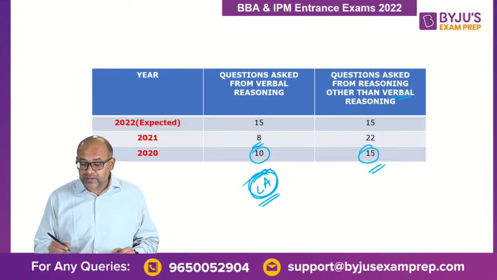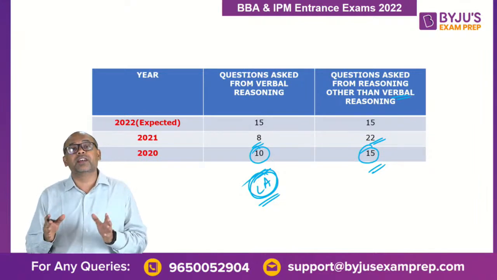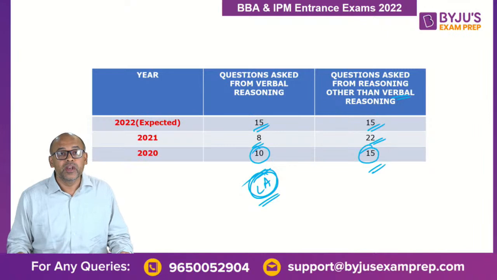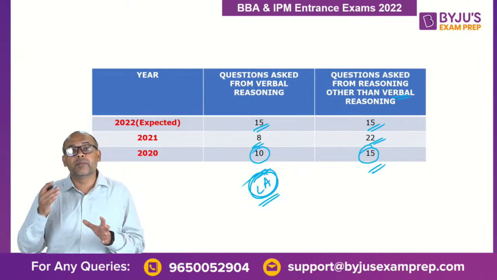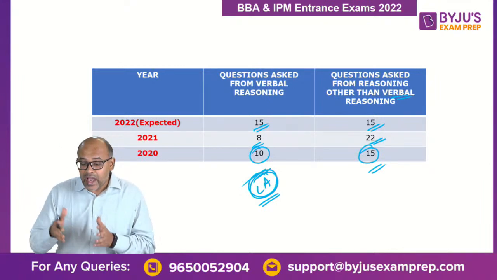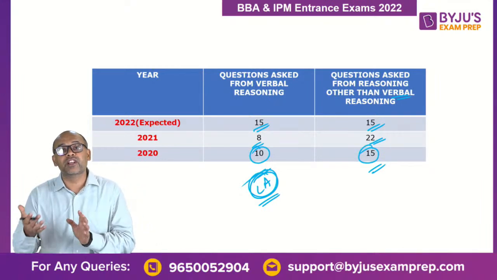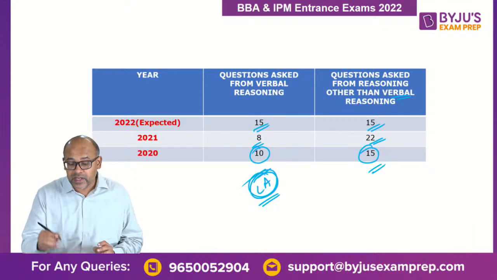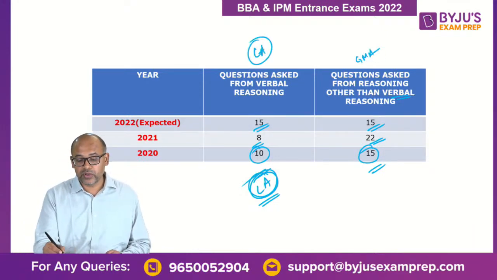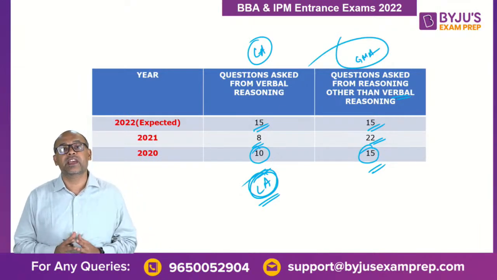In 2021, it was 8 and 22, and this year there is no confusion at all. They very clearly mentioned that 15 and 15 will come. So 15 from the verbal, that is English-based logic, which is actually logical ability as per CUET, and 15 which are non-English-based logic, like your puzzles kind of things, which will be general mental ability. So these are the sections that we are going to cover under the reasoning area.